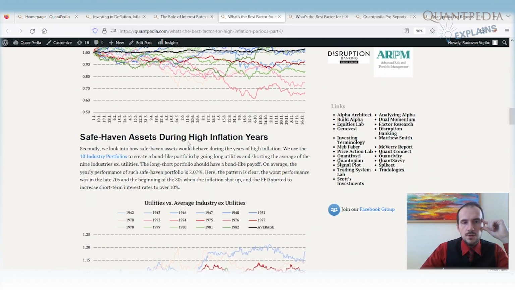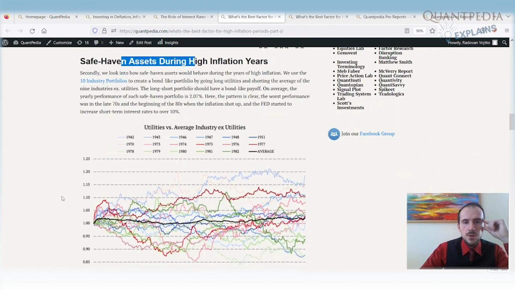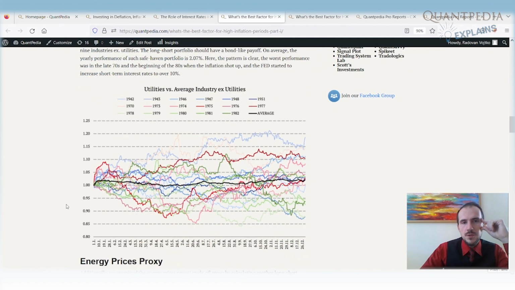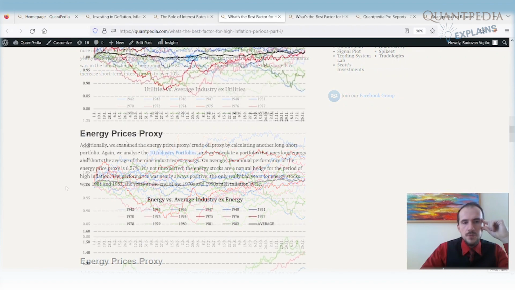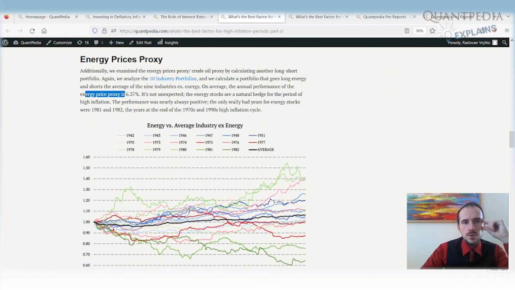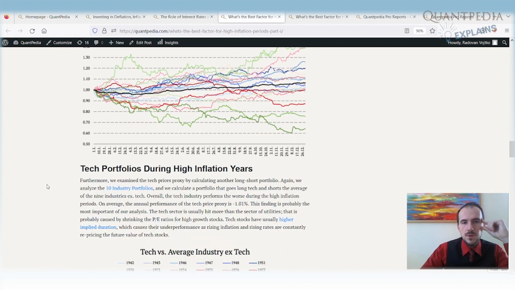So what are the safe haven assets during high inflation years? We tried to make multiple portfolios. The first was the utilities portfolio. Those are companies that are usually negatively exposed during periods of inflation, and their performance is really not high, only 2%. The best performing portfolio is in the energy industry. The energy proxy portfolio performed well, at around 6%, but that's not the winner.